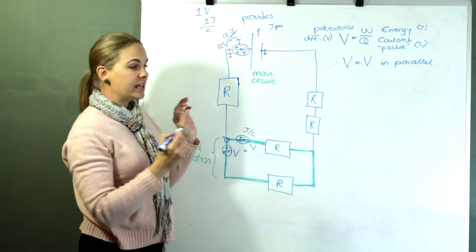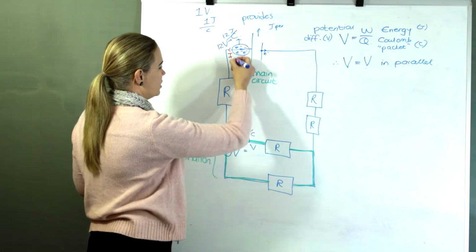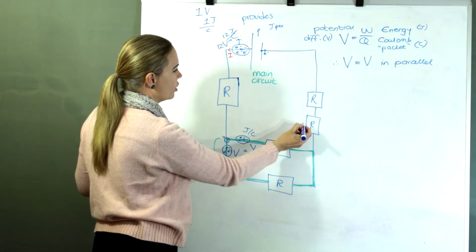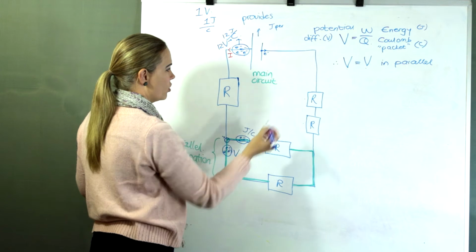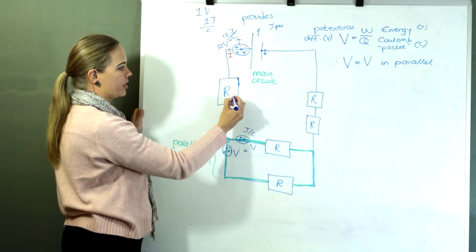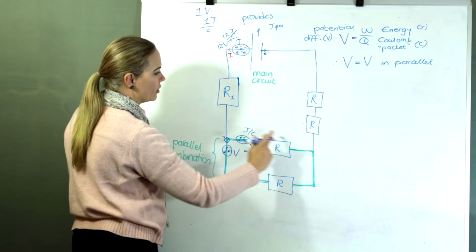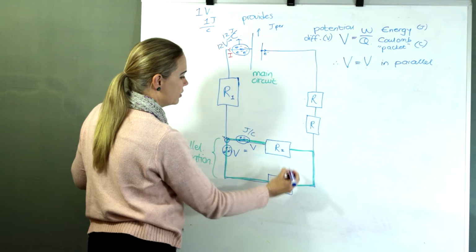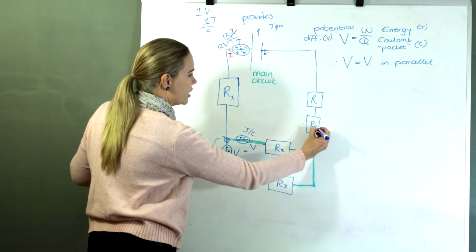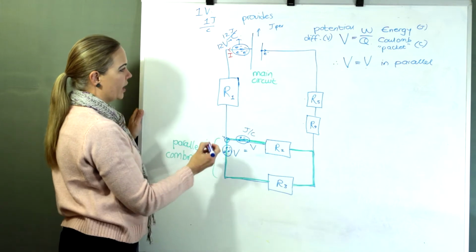But now in the series circuit, this main circuit outside, when two resistors are in series with each other. In this case, the battery is in series with the first resistor, which is in series with the whole parallel combination, in series with the fourth resistor, and in series with the fifth resistor.